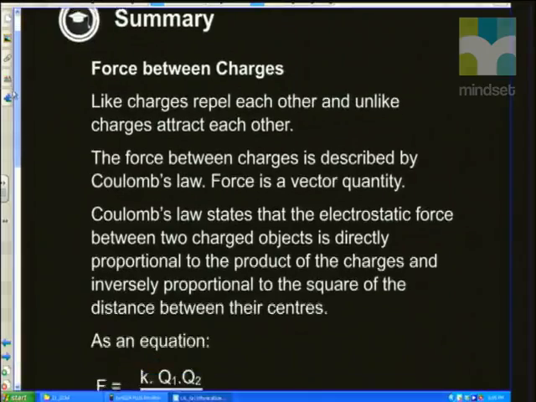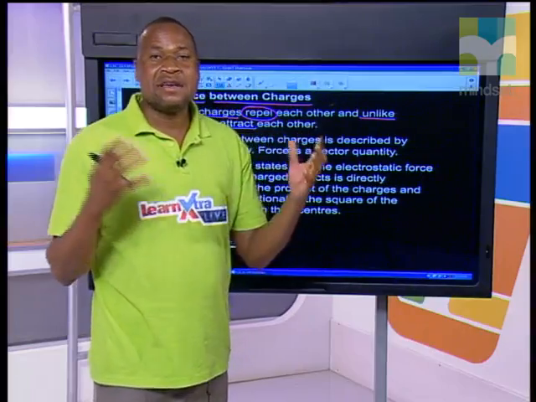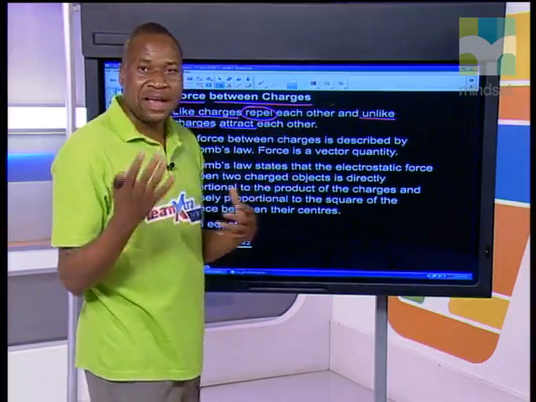The next on our summary, let's talk about the force between charges. If we have charges, we will have a force existing between them. If I've got like charges, say a positive and a positive charge, they are going to have a force of repulsion between them, so they will repel each other. On the other hand, if I've got unlike charges, a positive and a negative, the force that will exist between them is an attractive force. They will attract each other because they are carrying opposite charges.